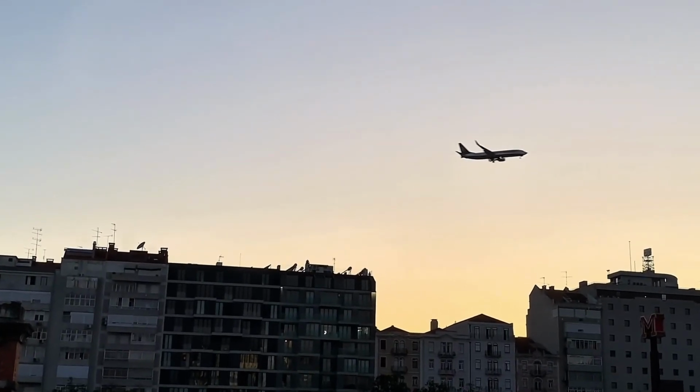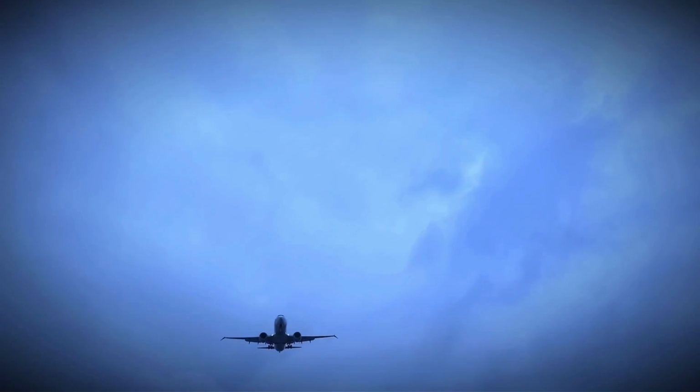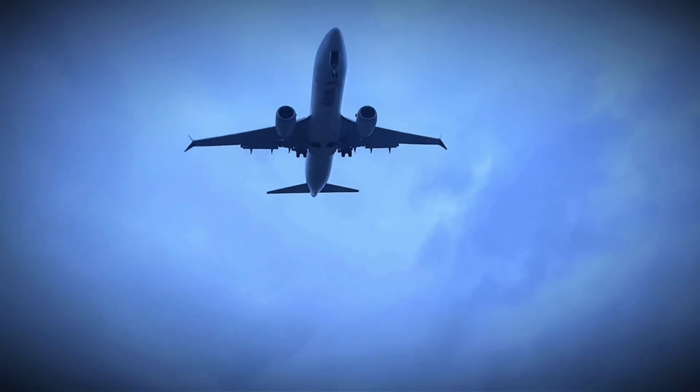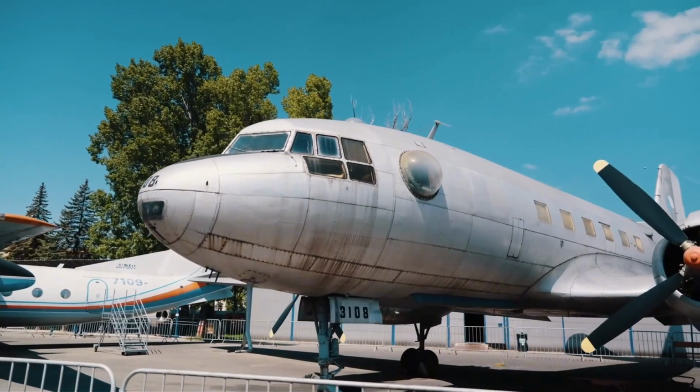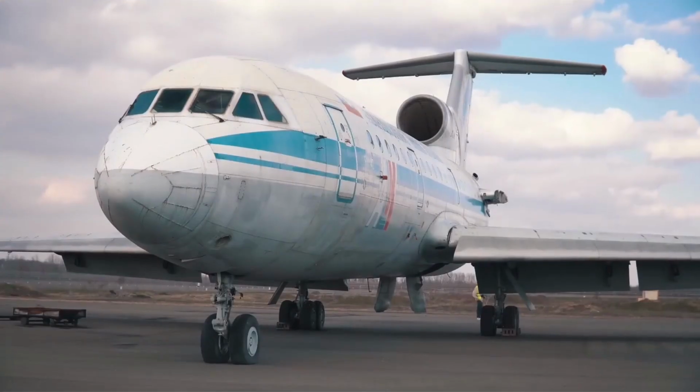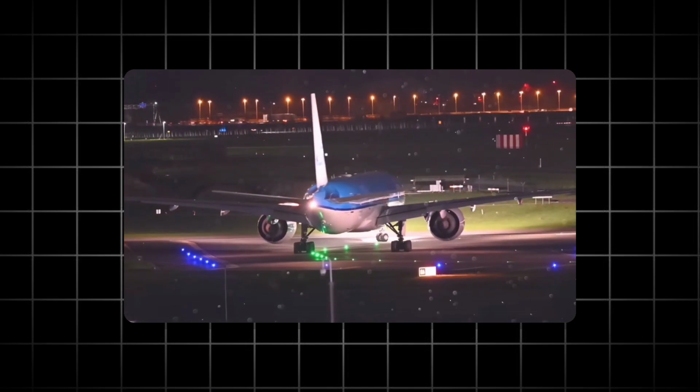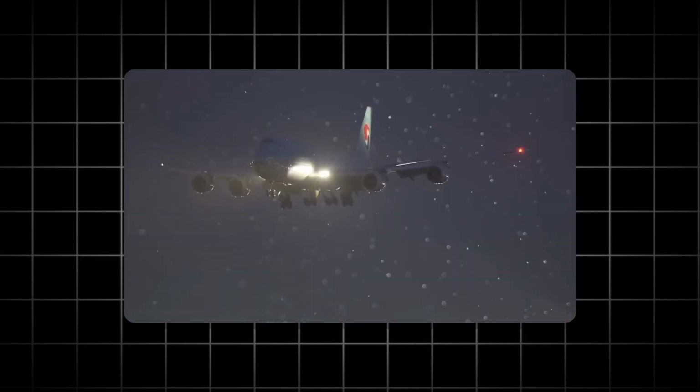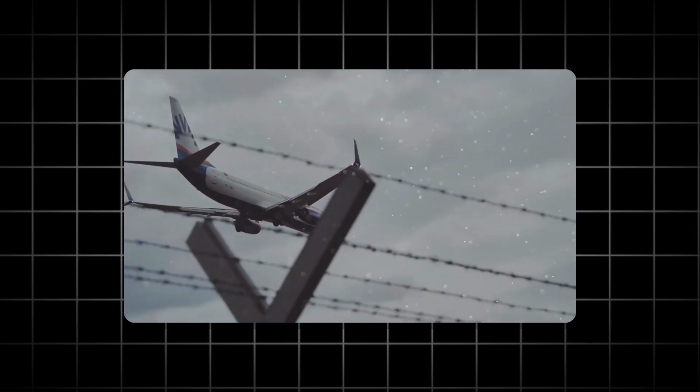It's easy to look at a window and see nothing more than a place to watch the clouds go by. But behind that curve is one of the most expensive lessons aviation ever learned, and one of the clearest examples of how, in engineering, the shape of something isn't chosen for how it looks. It's chosen for how it survives.